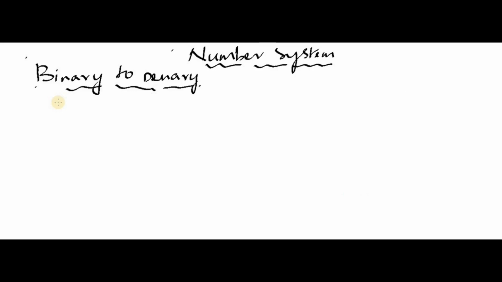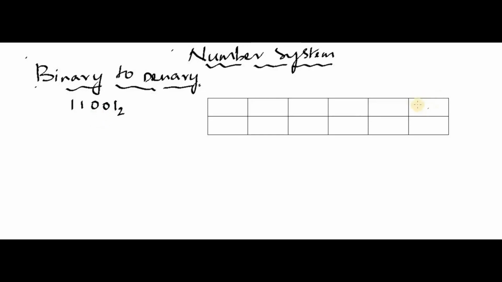Okay, fine. I'm going to demonstrate one more example. For this example I'm going to take the binary number 11001 base 2. Okay, this is the binary number I'm going to solve, to convert from binary to denary. So what is the first step? You have to draw a binary table, right? The one like this. The next step is to place the numbers here like 1, 2, 4, 8, 16, 32.